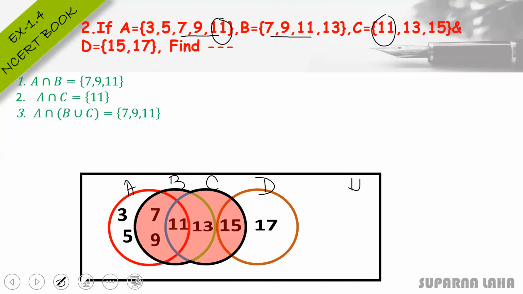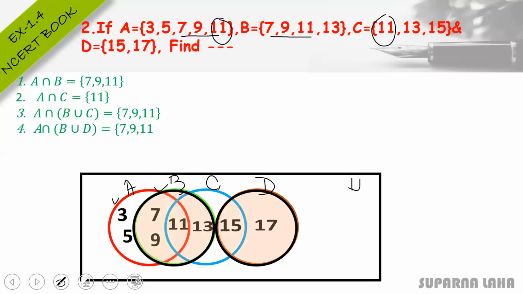Next, A intersection B union C. Now look at this red portion. This is what? B union C. B with C. This is B union C. And take the intersection with A. That means this red one. So the only remaining portion is this one. So 7, 9, 11.